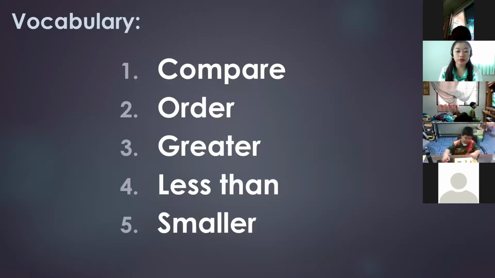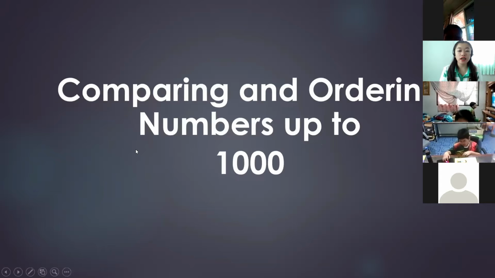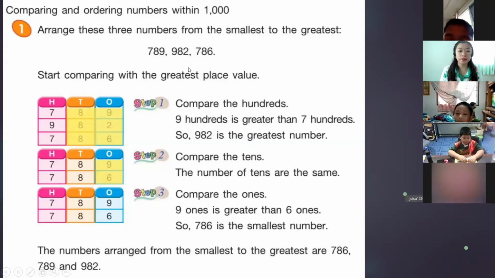Our topic for today is about comparing and ordering numbers. We're going to compare and arrange the numbers from smaller to greater numbers. Let's start first with comparing numbers and ordering numbers up to 1,000. Let's proceed to page 17 of your book. Are you on page 17 of your book?